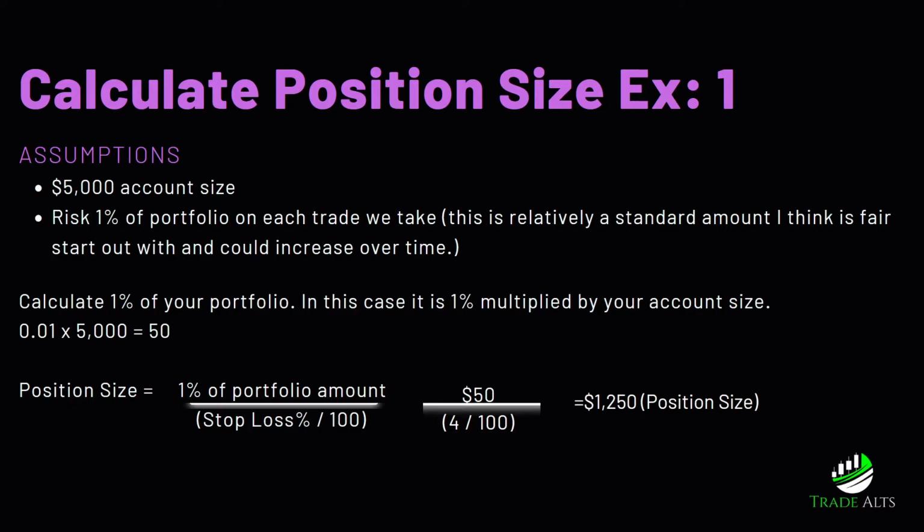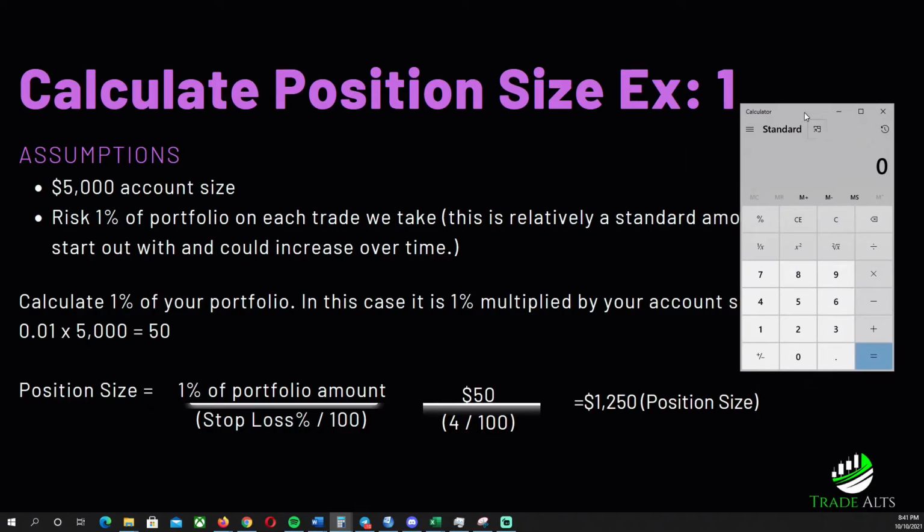Our stop loss percentage is going to be 4%. Then you're going to divide that by 100. And at the end of that, you're going to get $1,250. So $1,250 as your position size, which I will show you again the calculation really fast here. So I'm going to bring over a calculator. Try to find a good spot for it. Just put it right there.